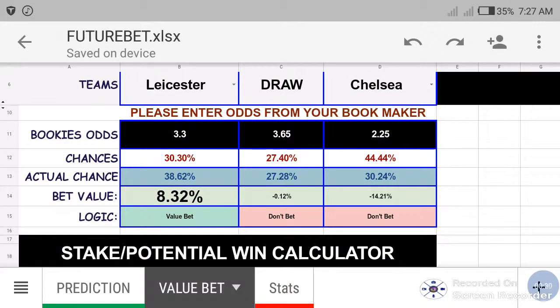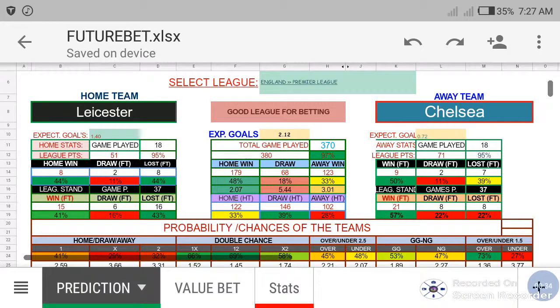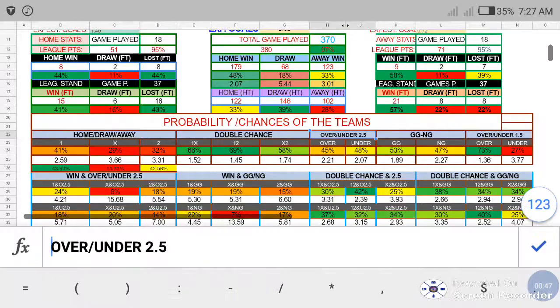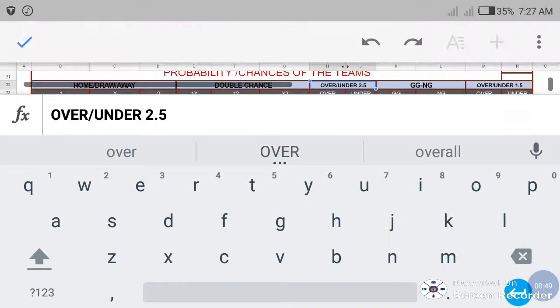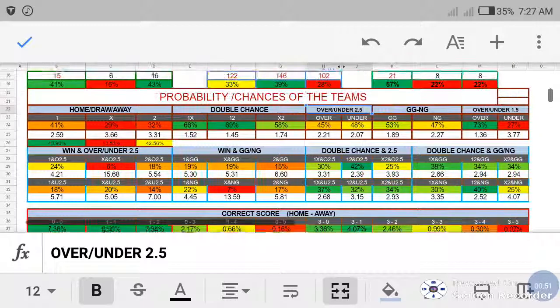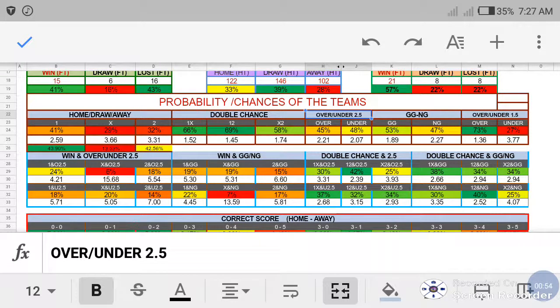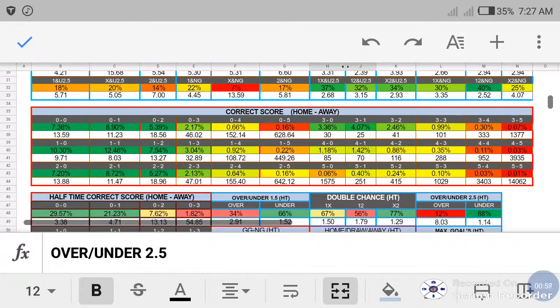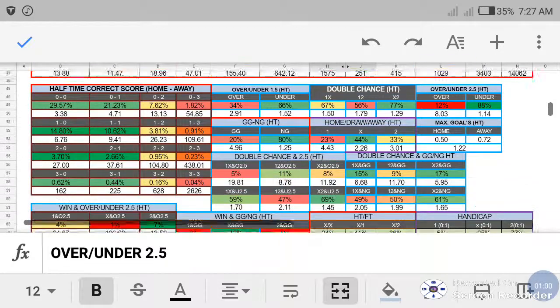The first thing I always encourage people to do is to look at the prediction tab first. On the prediction tab, you know who is going to win. Here we have predictions for different markets. We have the home win, draw, double chance, over and under markets, both teams to score, over one. We even have predictions for correct score, halftime and all the stuff.